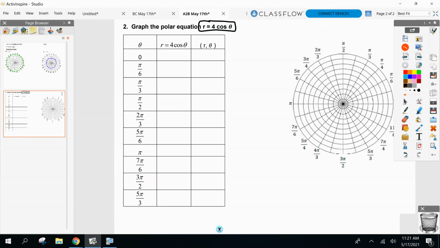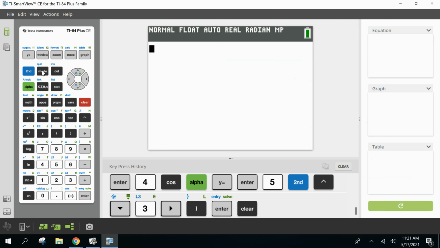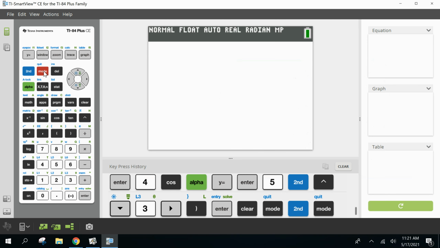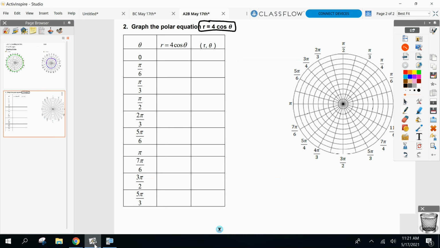First thing, your calculator. Notice what all the angles are in. What are your angles in? Radians. So let's make sure our calculator's in radians first. Make sure your calculator's in radian mode because that's all the angles I'm giving you. You plug in the angle to find the r value.